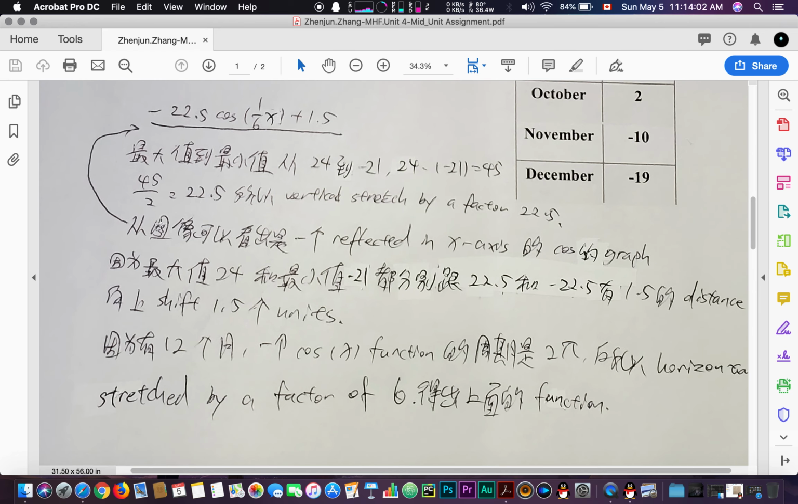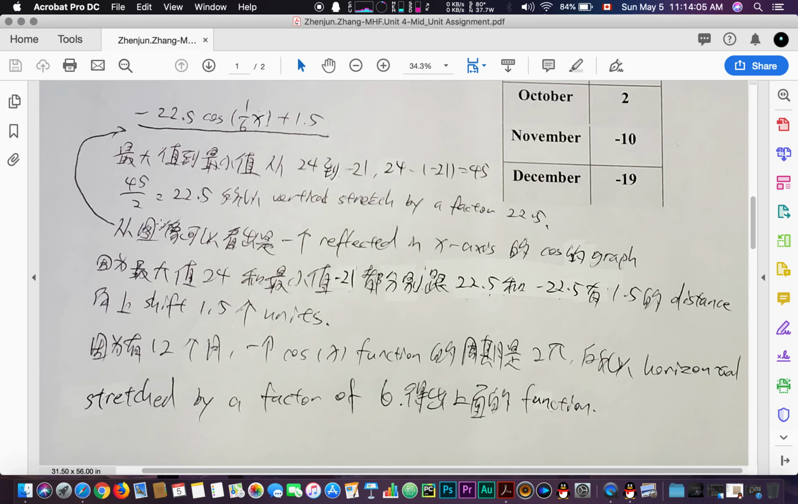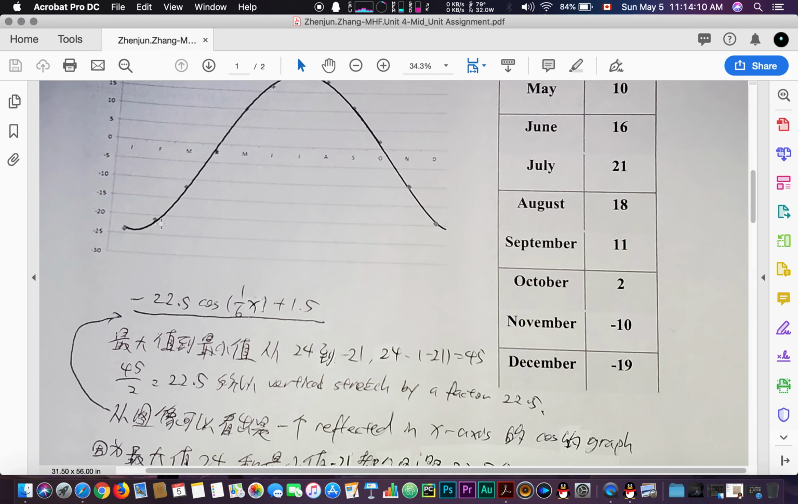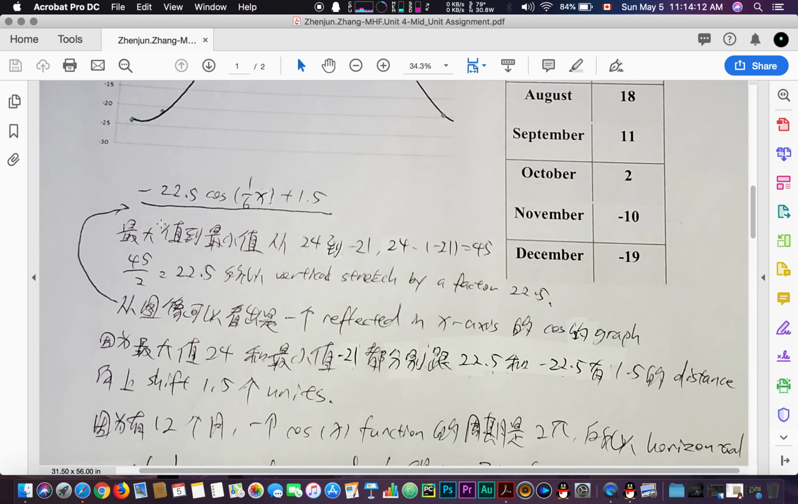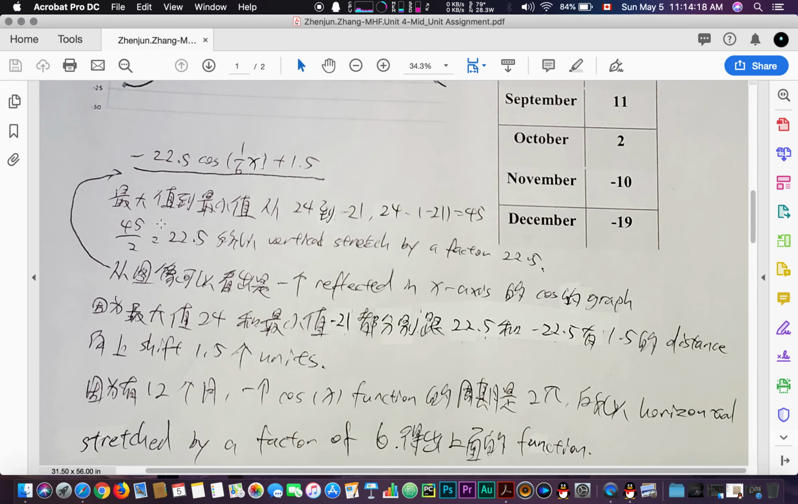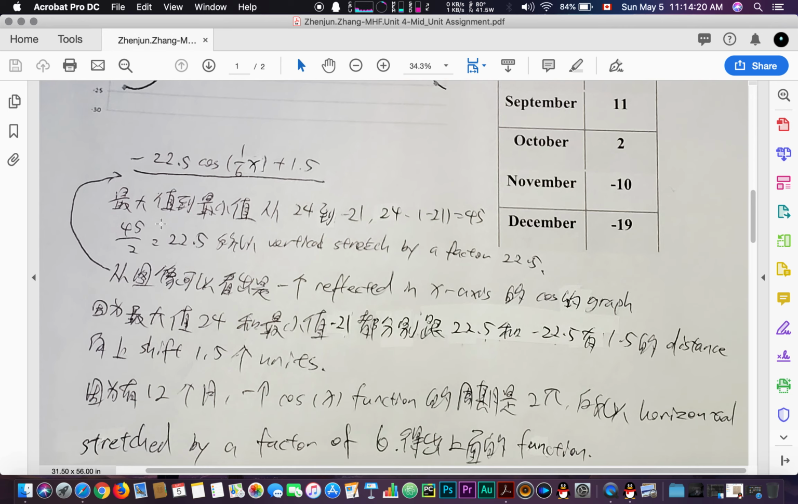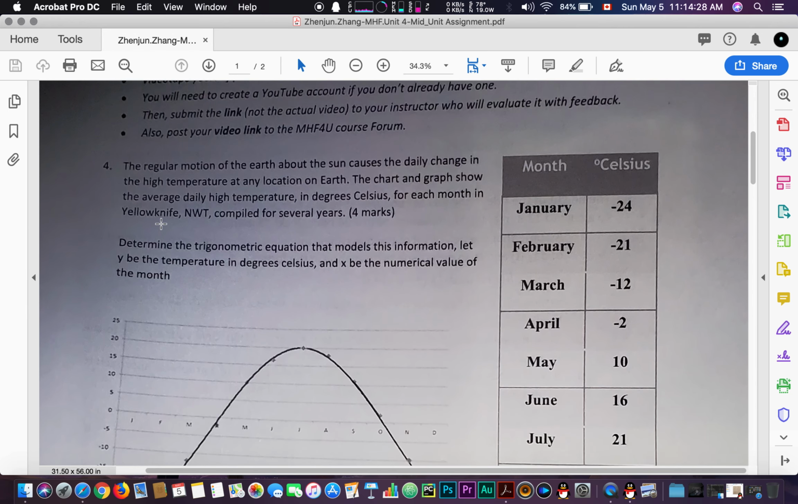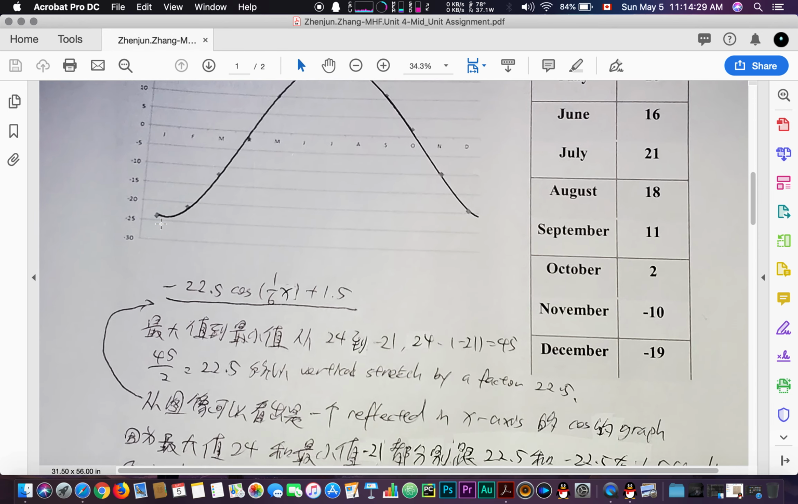So then we would say it has been stretched horizontally by a factor of 6, and why is that? Because there are 12 months. A cosine function's cycle is 2 pi, and since it has been horizontally stretched by a factor of 6, we will get the function here: negative 22.5 cosine 1 over 6 x plus 1.5.